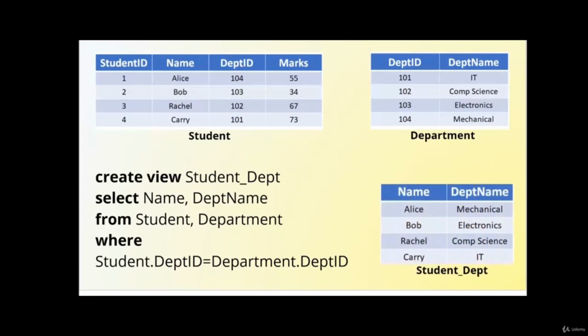So after executing this query, you will have a virtual table, which is like the combination of both the tables because it has the name column from the student table and the department name column from the department table. So in the first student table, if you see, Alice has department ID as 104, and in the department table, ID 104 is for the mechanical department. So in the resultant virtual table, you can see Alice belongs to the mechanical department. So in this way, it will establish a relationship between these two tables according to the department ID.